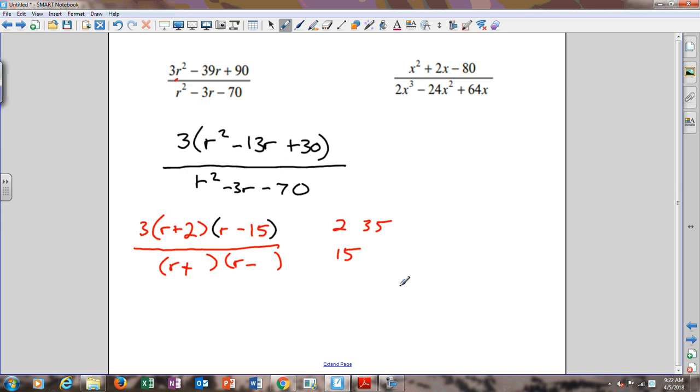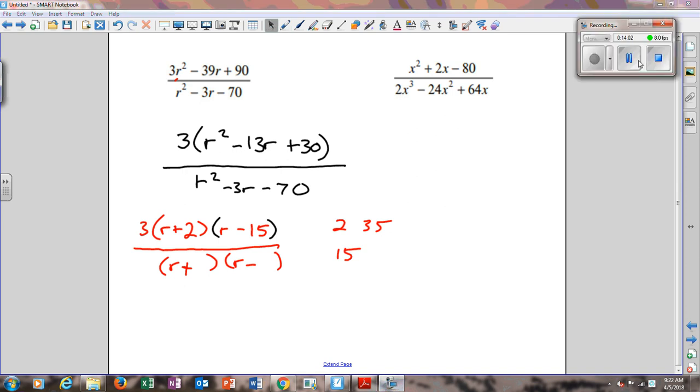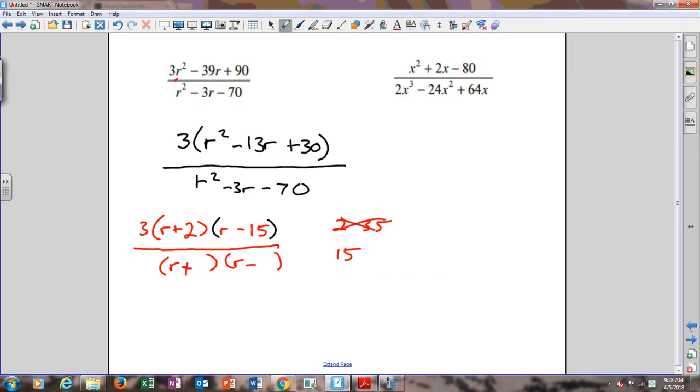Okay, so when we try to do 15 times something, that does not give us the 70. So we have a problem. It's not going to be either of these two things. It can't be 2 and 35, and it can't be 15 and something. So let's look and see if we can even factor this bottom out.